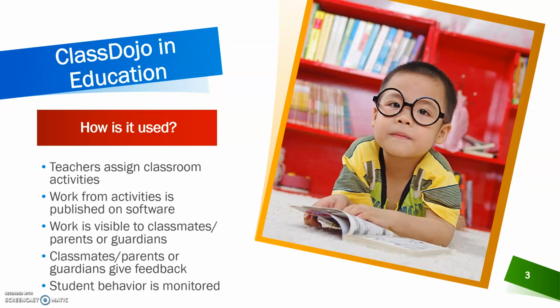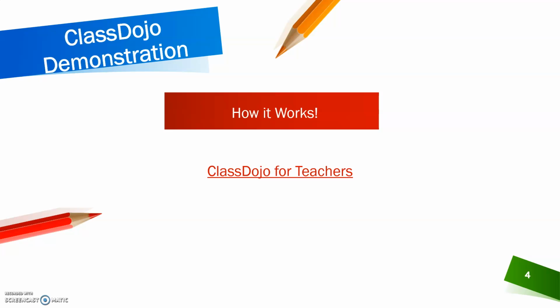So teachers assign a classroom activity. The work from the activity is published on the software by the teacher once it's graded or once she verifies it. Work is visible to classmates, parents, or guardians. The classmates, parents, or guardians can also give feedback, positive or constructive, whatever kind of feedback they want. And student behavior is also something that can be monitored on the software. So let me show you how it works.